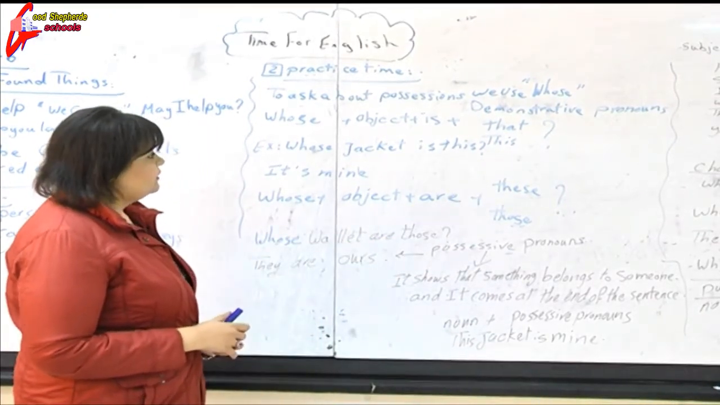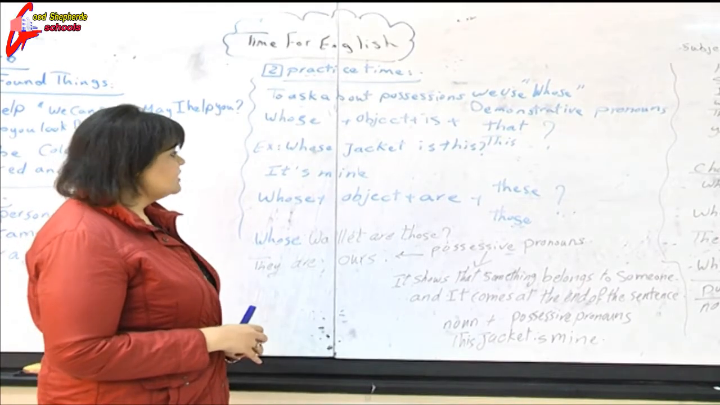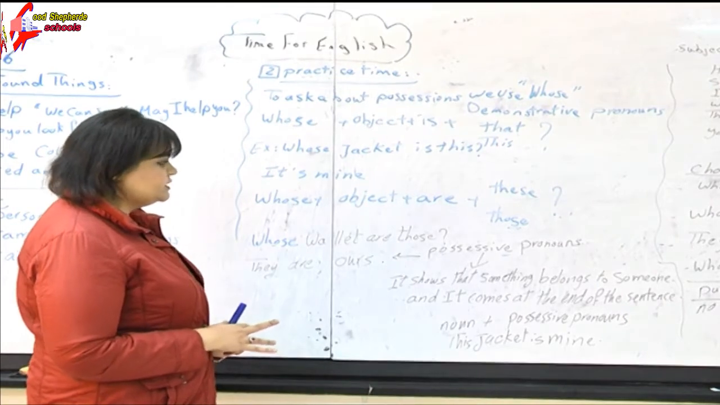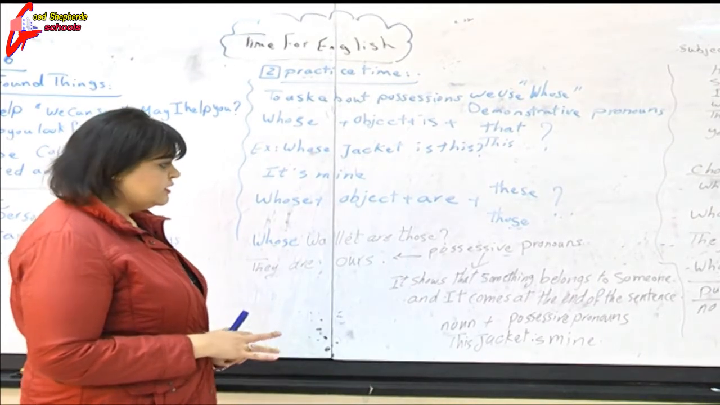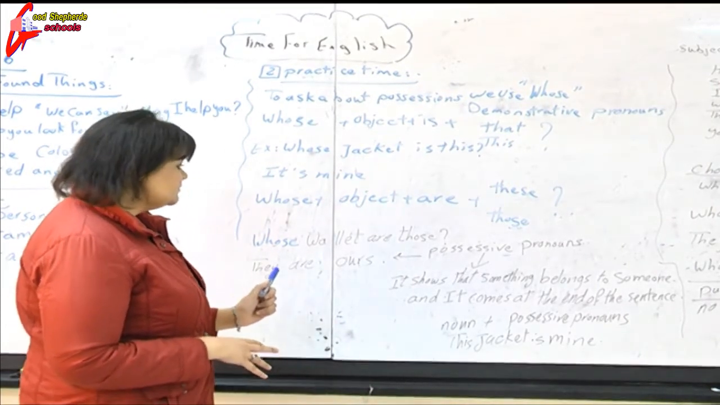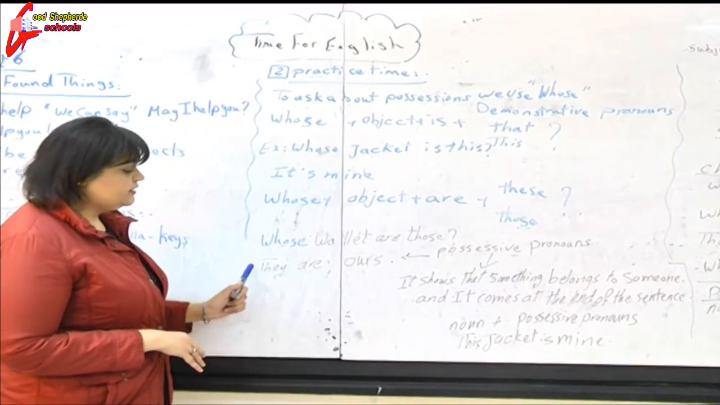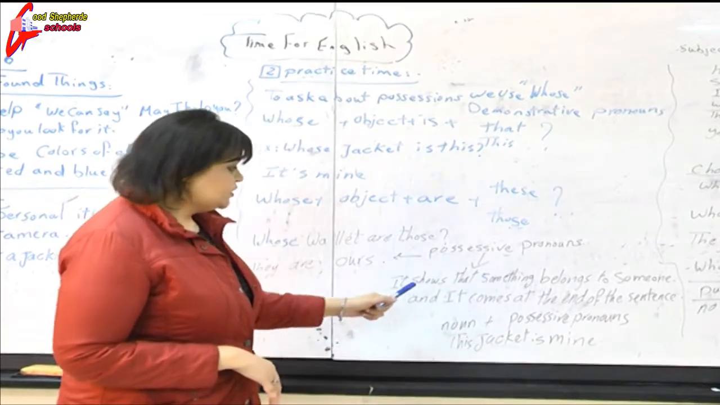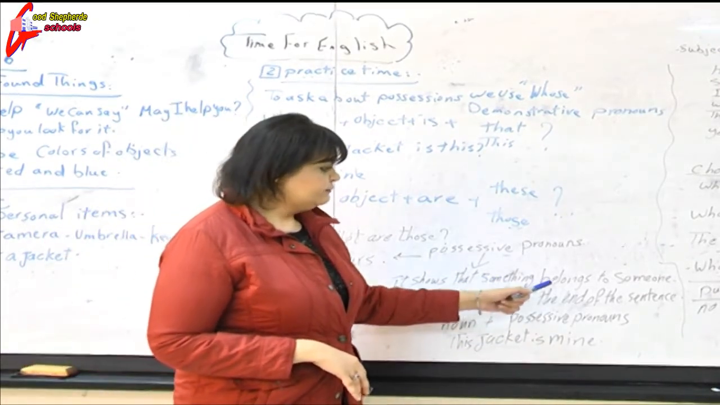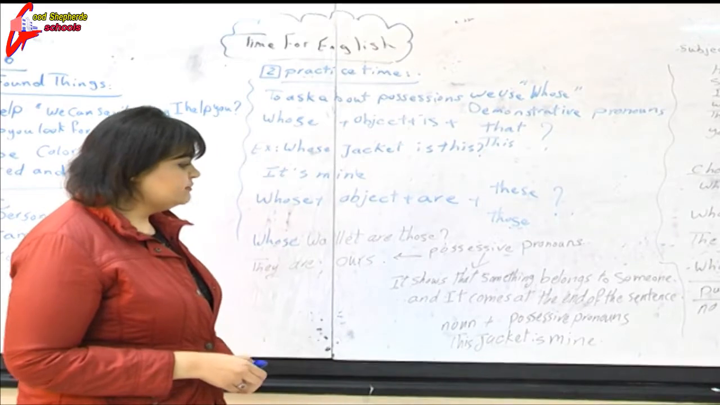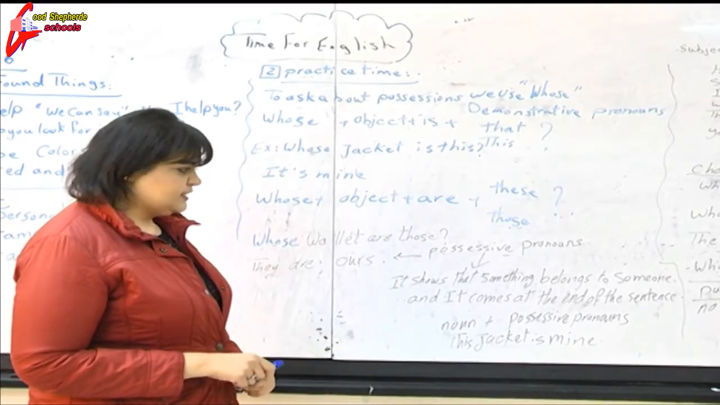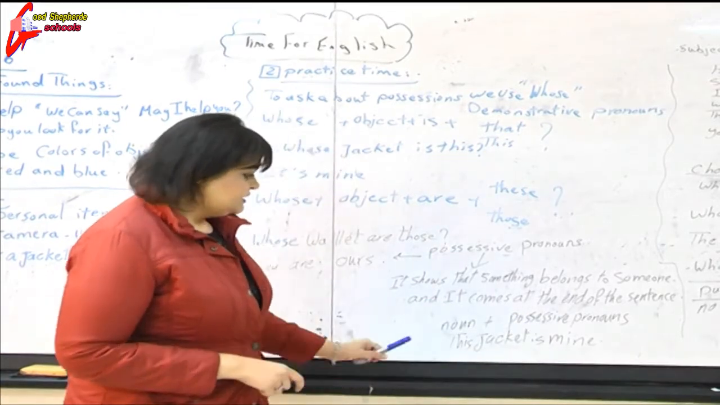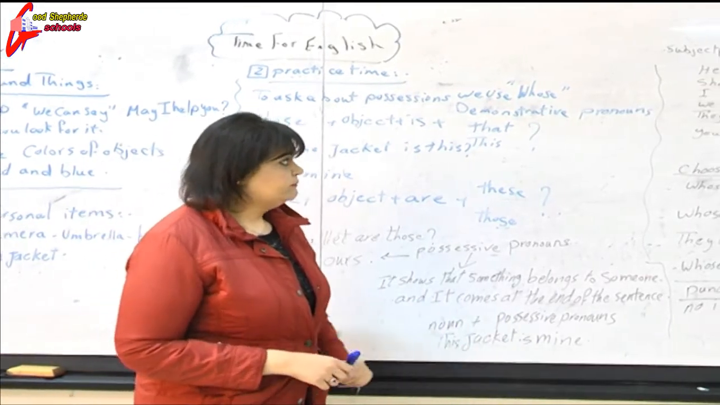Okay, whose jacket is this? It's mine. We use whose, of course, to ask about possessions. So in the answer you can say they are ours. Ours here is a possessive pronoun. It shows that something belongs to someone and it comes at the end of the sentence. Noun plus possessive pronoun. This jacket is mine.